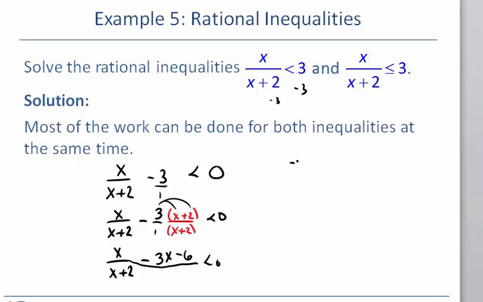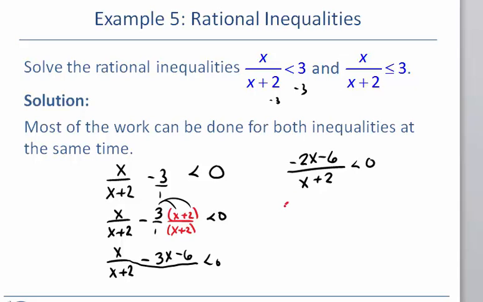All right, so we end up with, combining like terms, negative 2x minus 6 over x plus 2 is less than 0, or it can be less than or equal to 0 depending. Okay, so remember that our procedure, once we have it set equal to 0, is to look at what makes the top equal to 0 and what makes the bottom equal to 0.